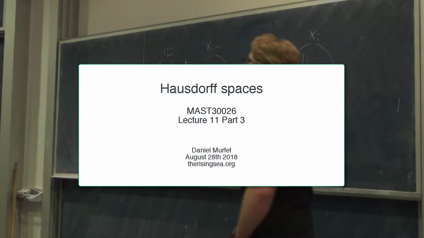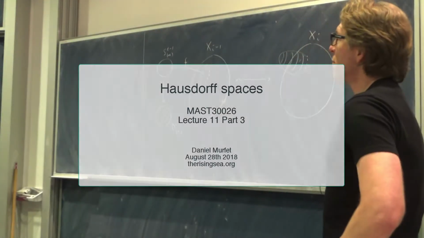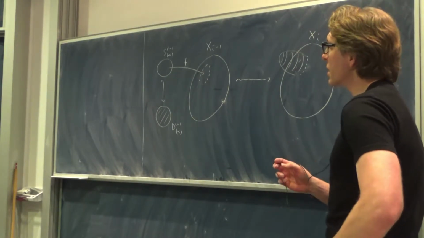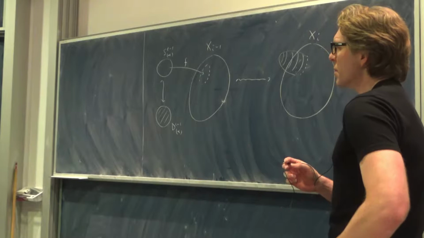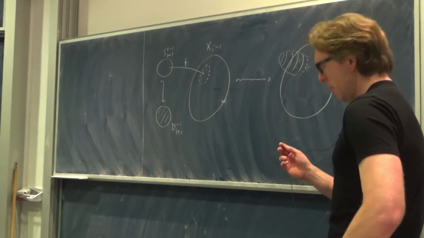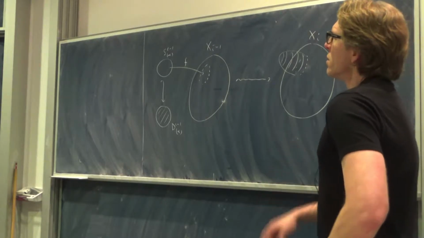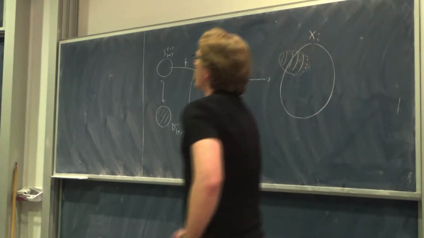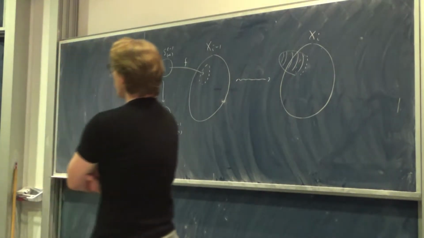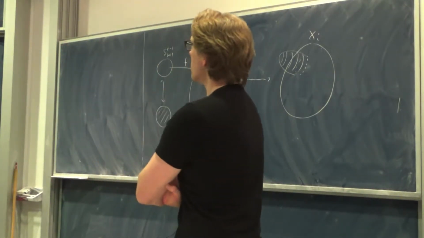All right, hi guys. So we're continuing with the proof of this theorem that any finite CW complex is Hausdorff. Let me briefly remind you where we got up to at the end of last lecture. Any CW complex has this kind of construction in a finite number of steps, starting with a finite and discrete space, which is Hausdorff.